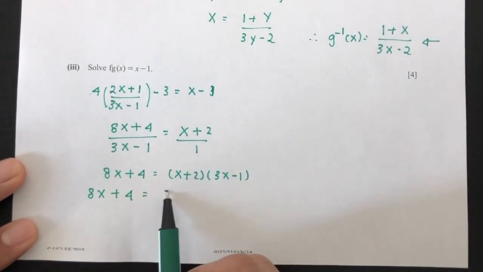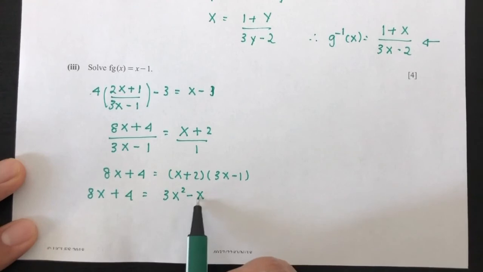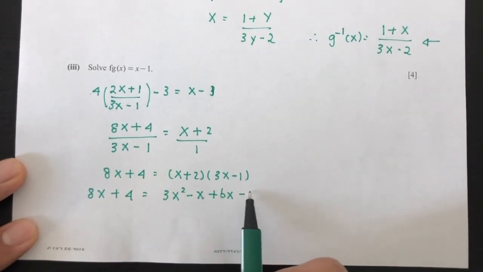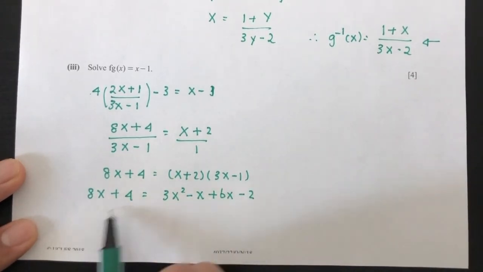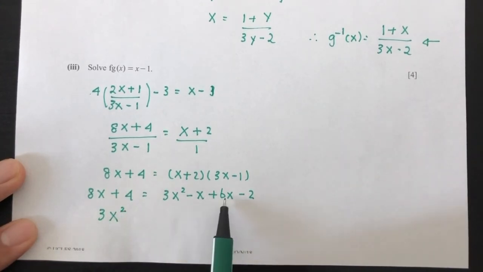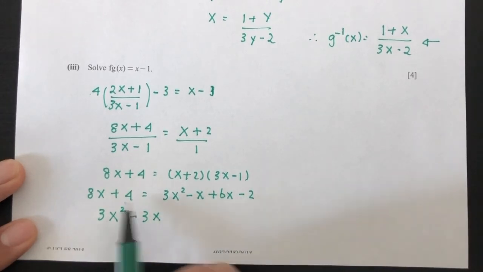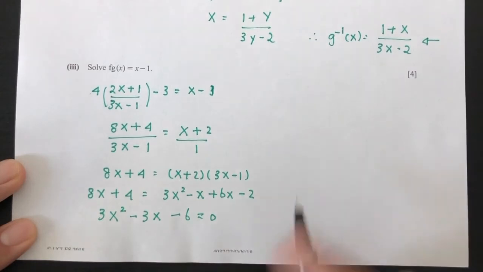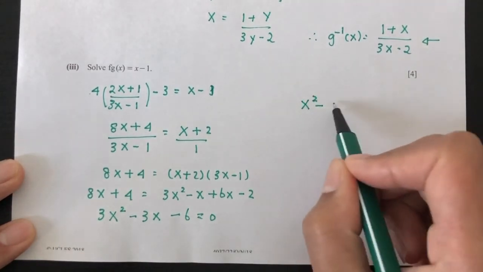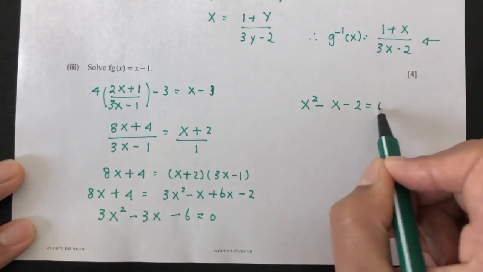You will have 3x squared minus x plus 6x minus 2. Now send everything to one side. You will have 3x squared, that will be plus 5 minus 8 minus 3, minus 2 minus 4 is minus 6, equal to 0. Now divide by 3 everywhere. You will have x squared minus x minus 2 is equal to 0.